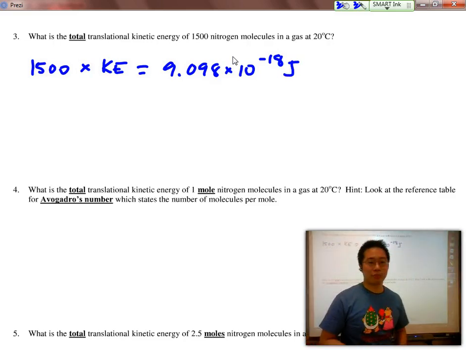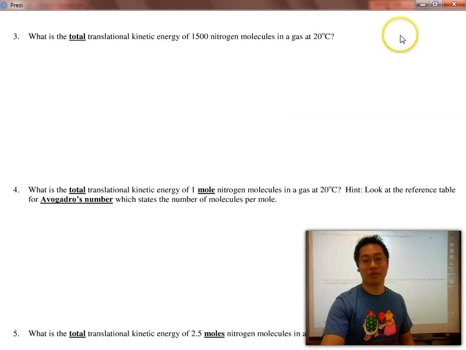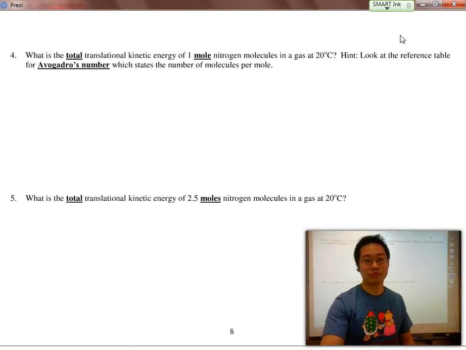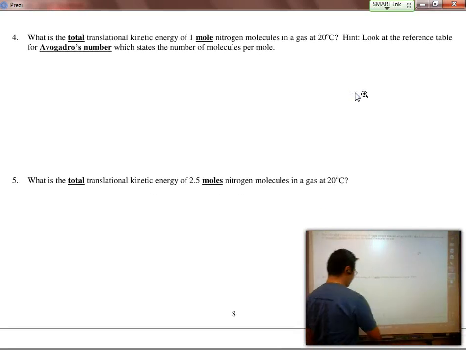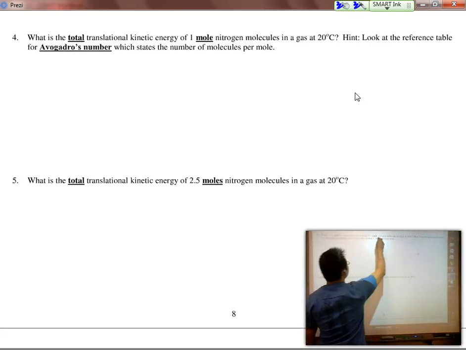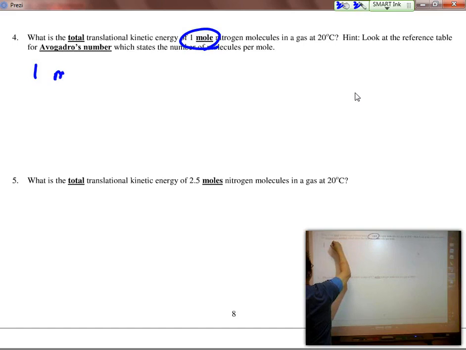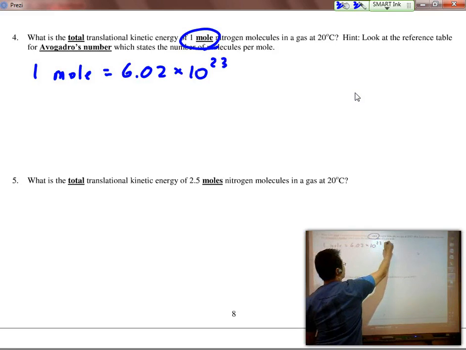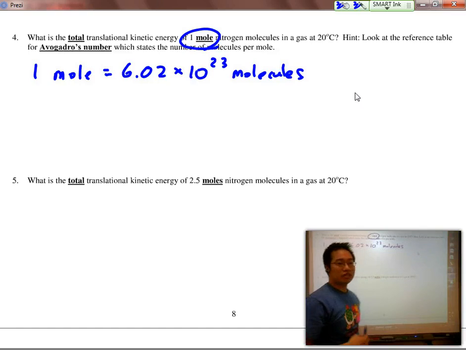Okay? So this is just to help you understand that this formula, 3/2 kBT, solves for one gas molecule only. If you want more, you simply just multiply by the number of molecules. But what if you have a mole of nitrogen gas molecules? If you hopefully remember from chemistry what the definition of a mole is using Avogadro's number, 1 mole is equal to 6.02 times 10 to the 23rd molecules.